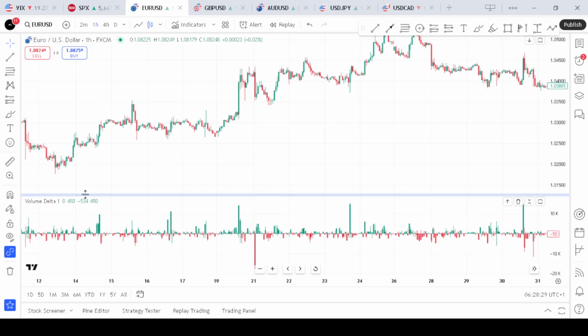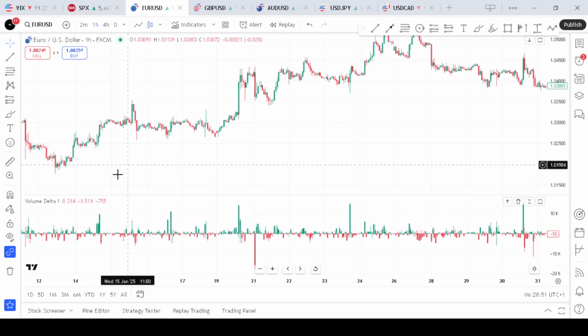It is calculated as the difference between the bid volume and the ask volume, the bid volume being the selling pressure and the ask volume being the buying pressure.